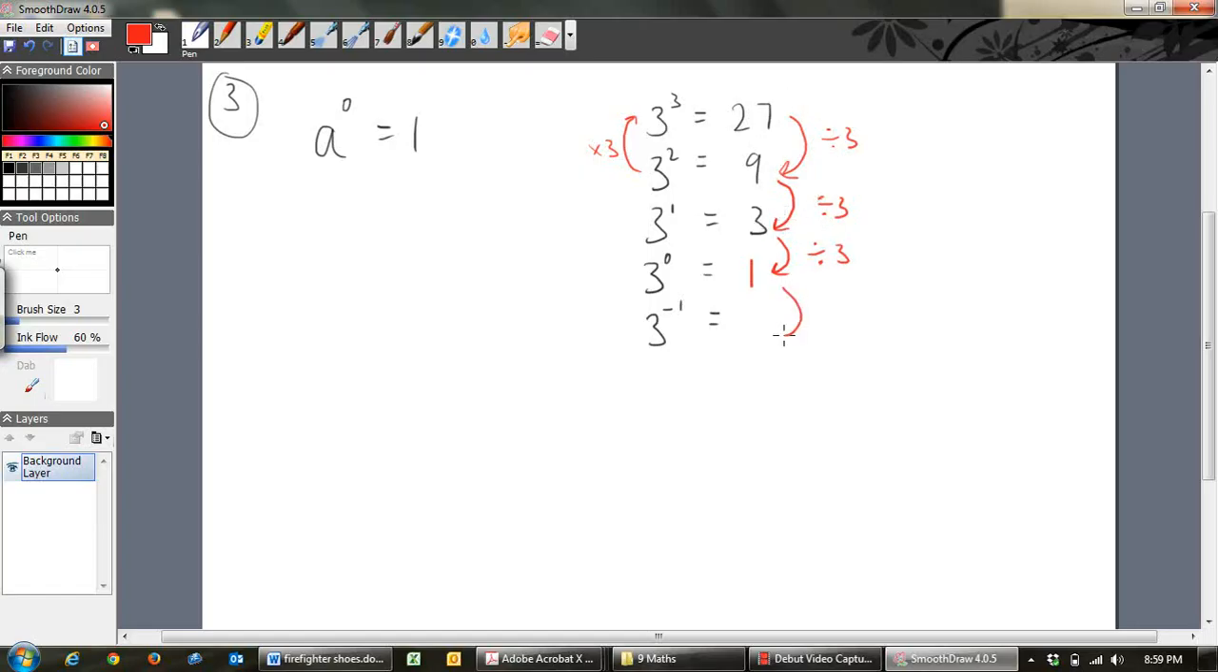I don't want to spoil the surprise yet, but if you divide by 3 again, what's 3 to the power negative 1? Well, what's 1 divided by 3? 1/3. Oh, I might just spoil the surprise. If you go again, if you divide by 3, what's 1/3 divided by 3? It's 1/9, or 1 on 3 squared. I'll talk more about this later on, but that's why this law is true. It follows the mathematical pattern.